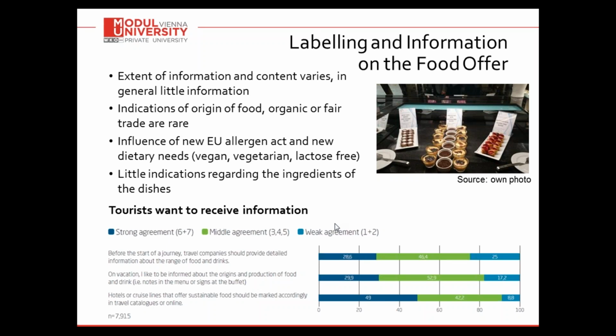Furthermore, almost 50% strongly agree that hotels or cruise lines that offer sustainable food should be indicated in travel catalogs or online. So that can be a booking or decision factor in the booking process. Next slide, please.